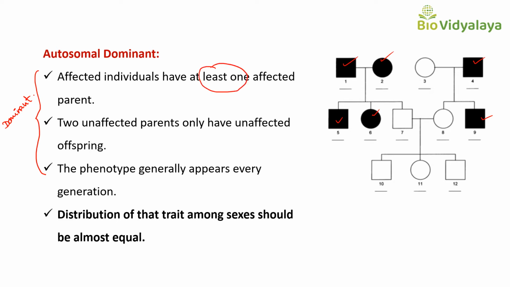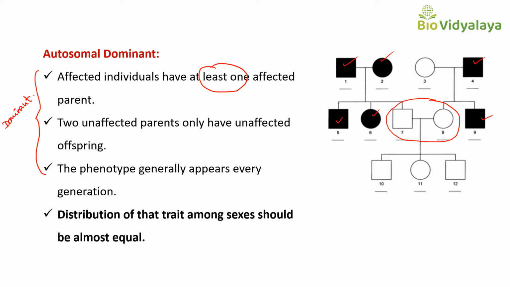Second, two unaffected parents only have unaffected offspring. And the third condition is that the phenotype generally appears in every generation. That means the trait should not skip generations. That is the third condition for a dominant pedigree. This is applicable for both autosomal dominant and X-linked dominant.